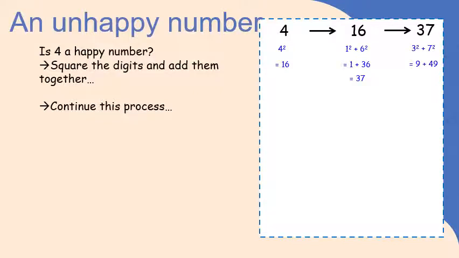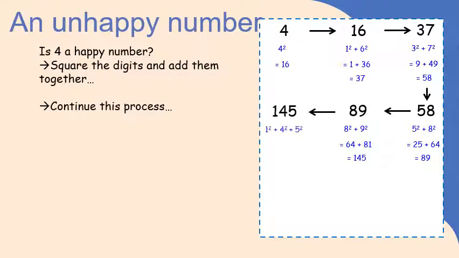So 3 squared plus 7 squared would equal 58. 5 squared plus 8 squared would equal 89. 8 squared plus 9 squared would equal 145. 1 squared plus 4 squared plus 5 squared would equal 42.